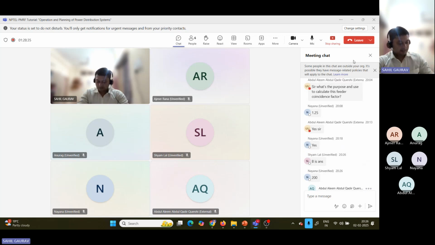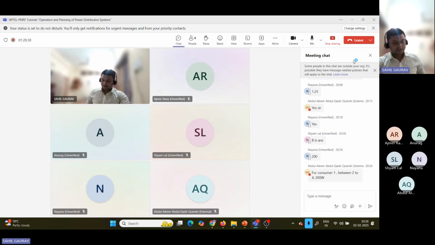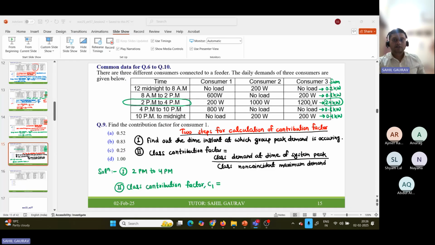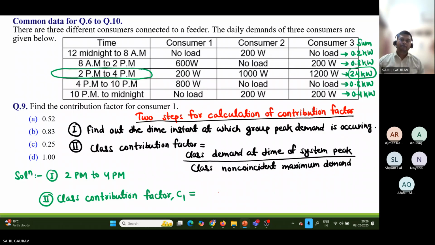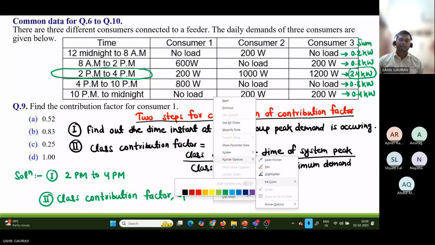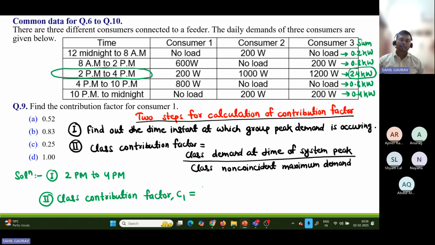Syam has given answer as B. No, it is incorrect. B is not correct. 200. Yes, correct. I'm asking only that thing. So for class demand at time of system peak, it is 200 watt.